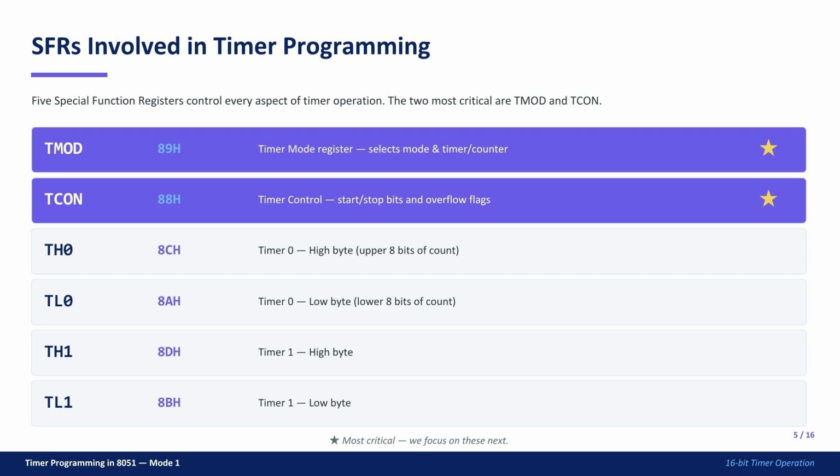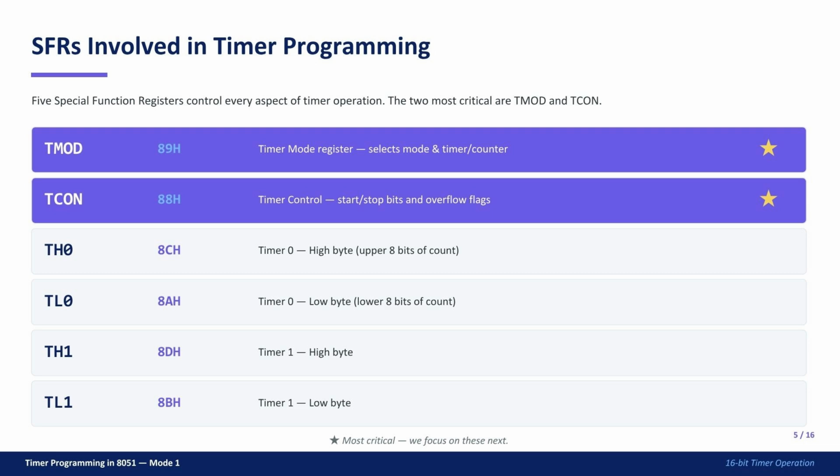TMOD at address 89H is the timer mode register. It selects the mode and decides whether the timer behaves as a timer or a counter. TCON, at address 88H, is the timer control register. It contains the start/stop bit and the overflow flag.